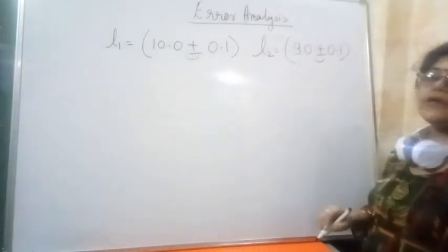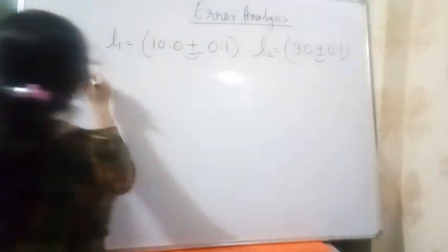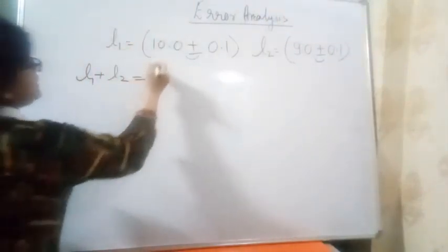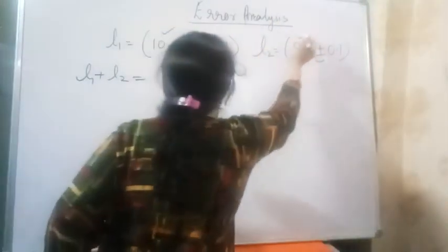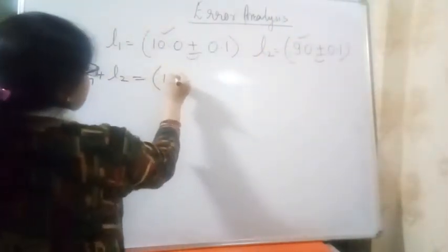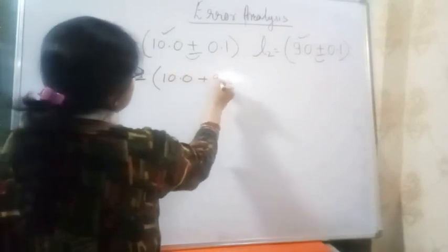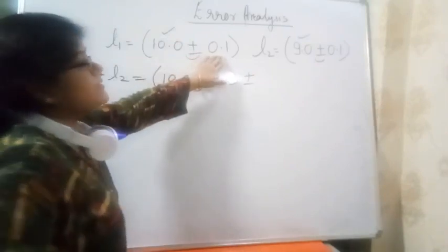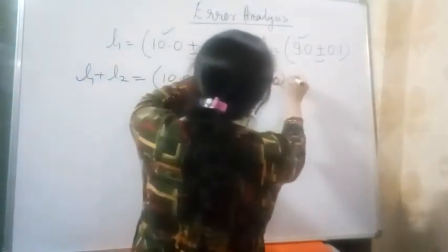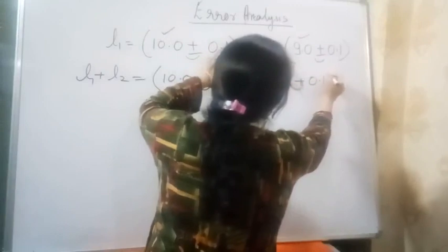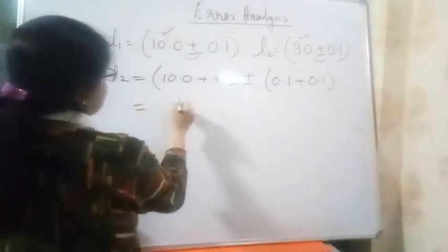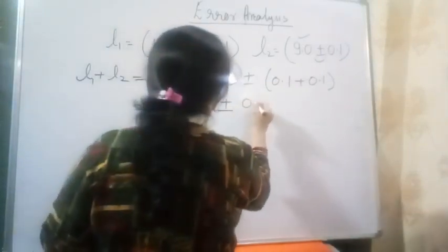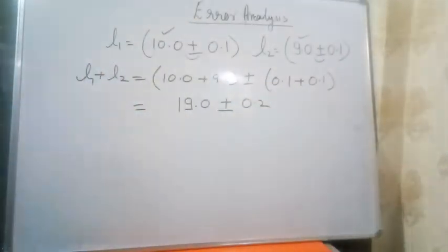Must remember. Now when we add these two values, how will we add? As we know, these are the measured values. That means in one bracket you just add the two values. After that put plus minus, and these are the errors. The errors are also added. Clear? That's why we have 19.0 plus minus 0.2. This is our answer.